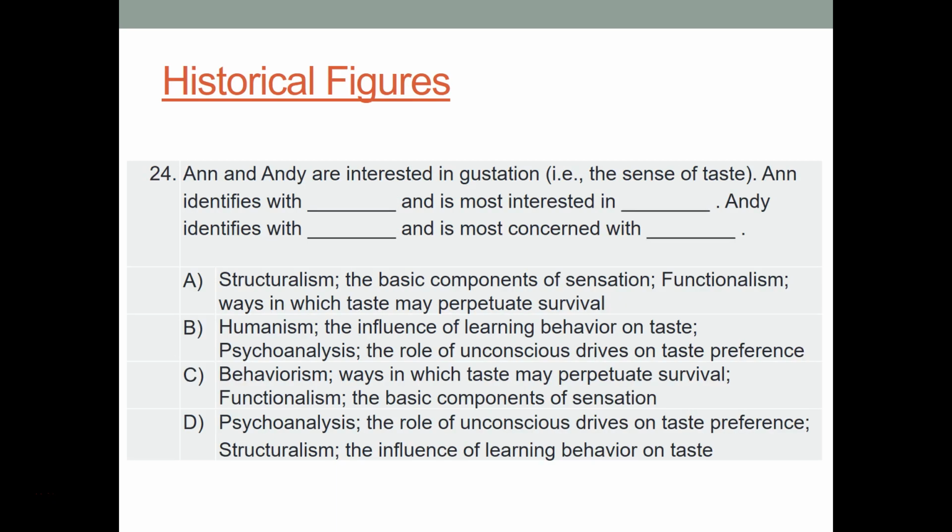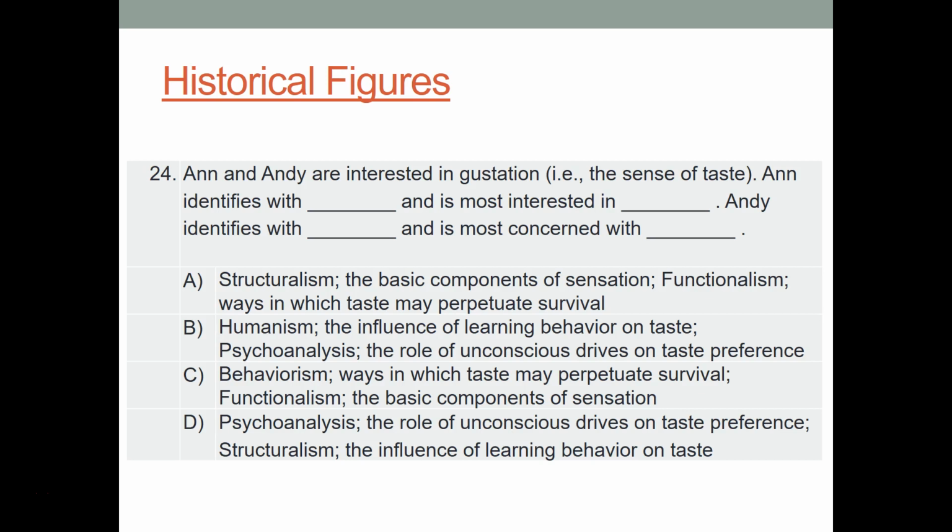Next question, historical figures question. Anne and Andy are interested in gustation, right? The sense of taste. Anne identifies with blank and is most interested in blank. Andy identifies with blank and is most concerned with blank. Okay, so what we have to do is we're going down through and looking at our options, pairing the movement with what that movement was most interested in doing. It ends up being kind of a complicated question, but if we start to find things that don't match with the things they should, we can start ruling things out.